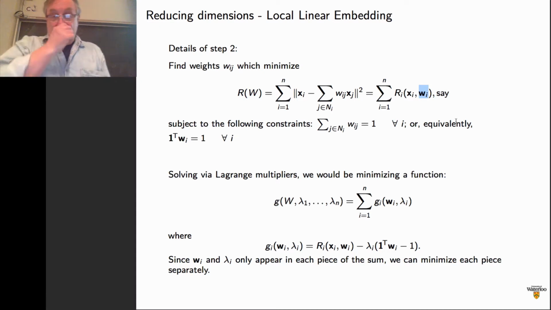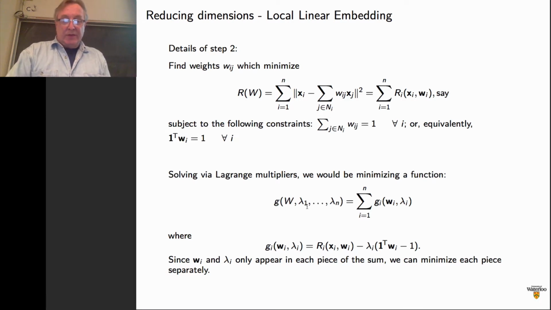So if I have these summed to 1, that just says that when I take 1 transpose times the wi vector, I get 1. Right? That's the sum of the weights. So now what do I want to do? I want to minimize this quantity subject to that constraint. We've seen things like that before.